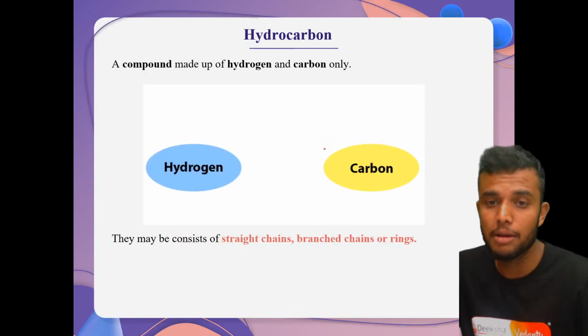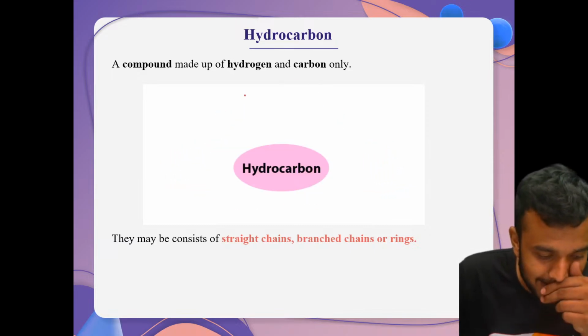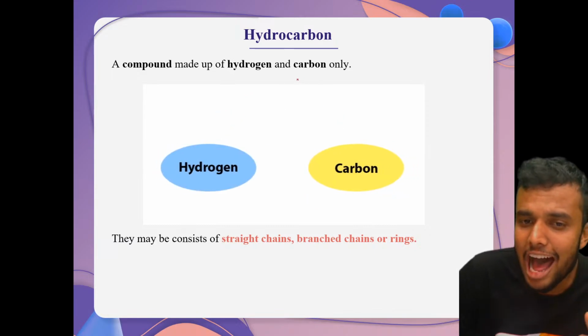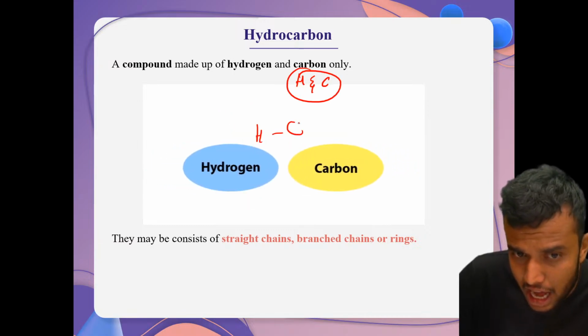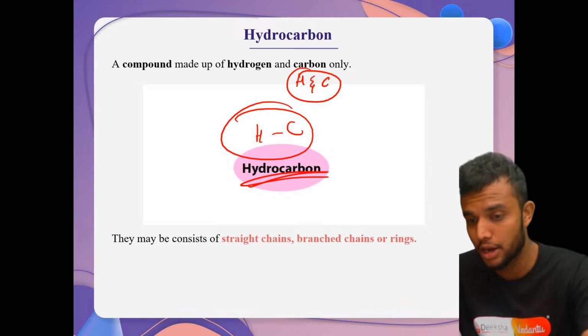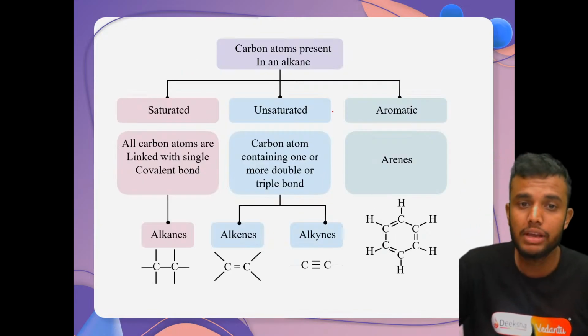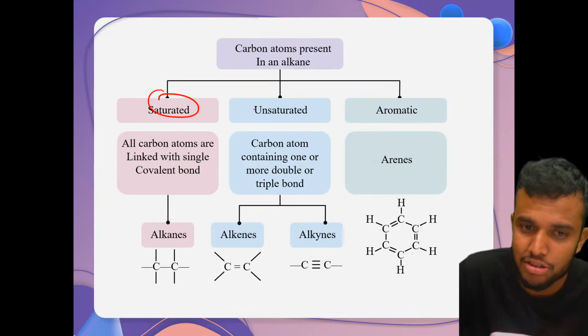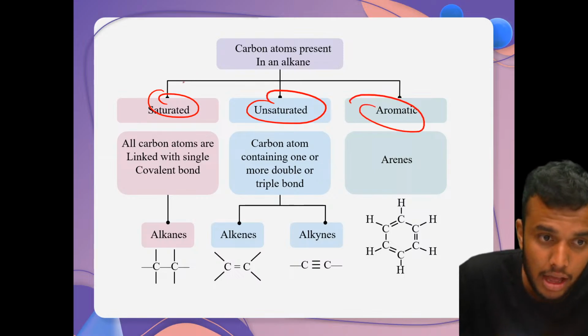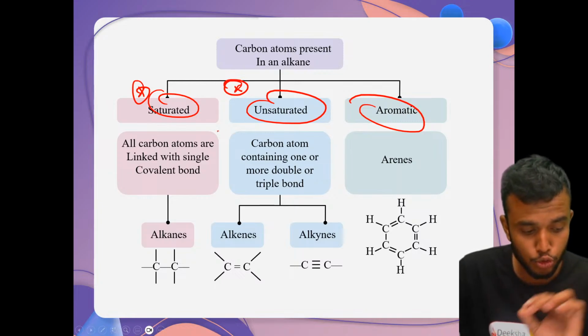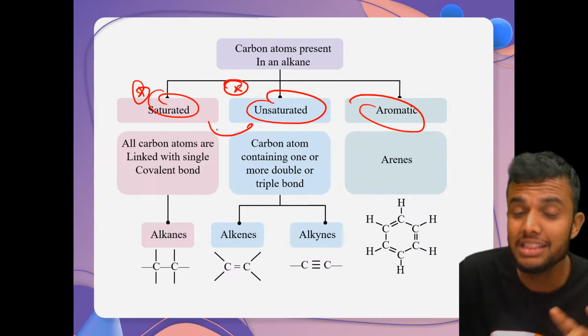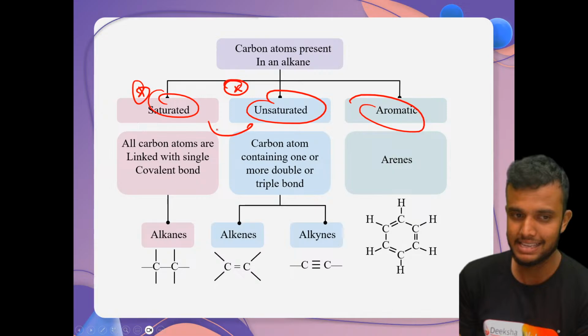Next, hydrocarbons and their classification. What is a hydrocarbon, students? If a compound contains only hydrogen and carbon, whenever hydrogen and carbon form a bond, these compounds are called hydrocarbons. We classify hydrocarbons into 3 types: saturated, unsaturated, and aromatic. In your class 10 NCERT, hydrocarbons are classified into only 2 types, saturated and unsaturated.